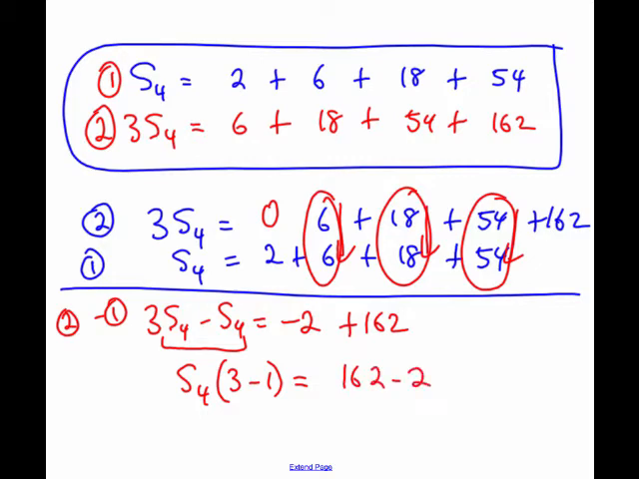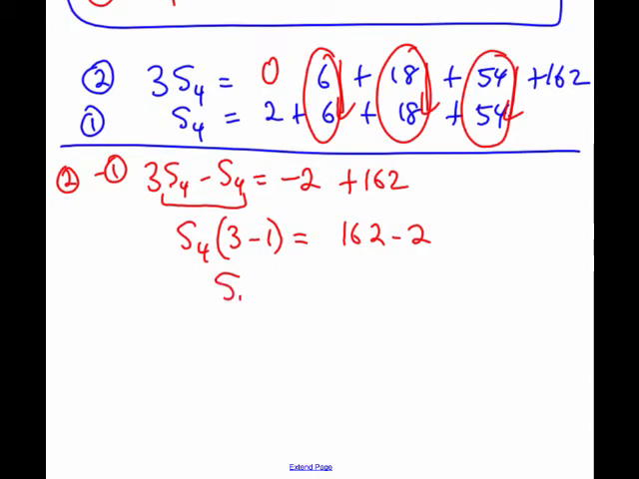I'm just reordering a few things in my simplification. I did some factoring out on the left. And now if I isolate s4, 162 minus 2 over 3 minus 1, and if I work that out, I'm going to get the sum of the sequence I began with.